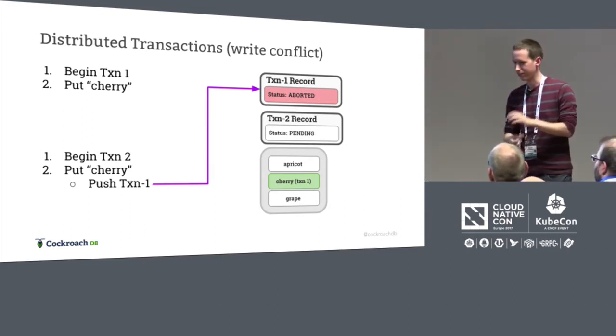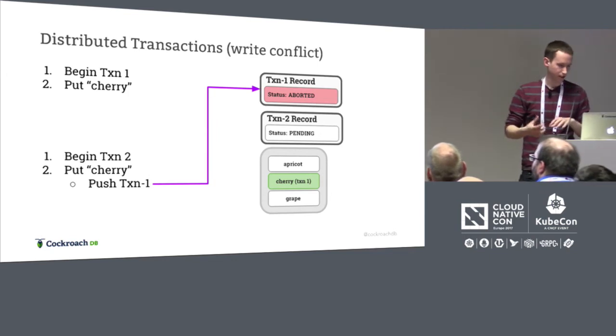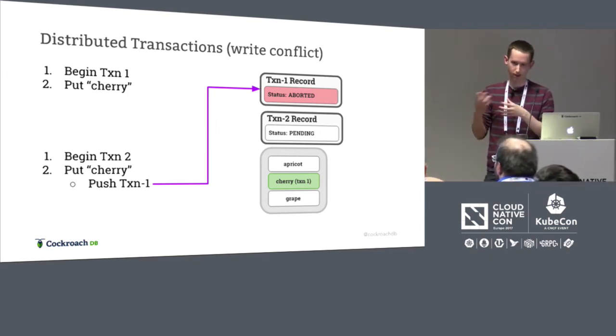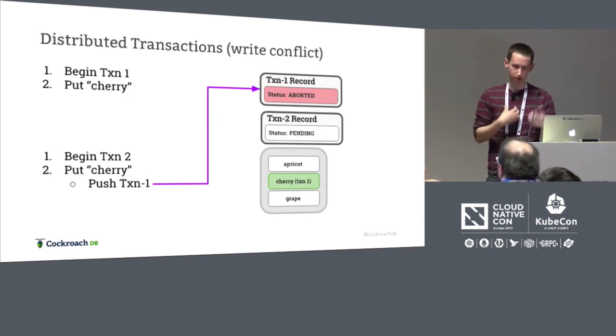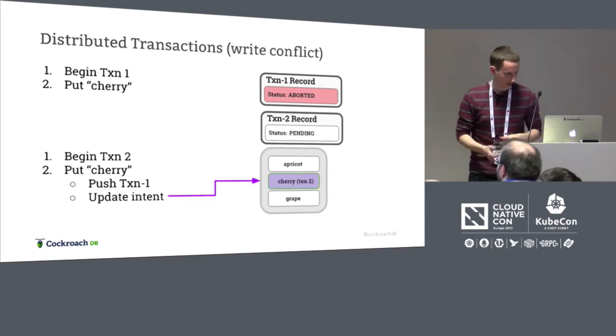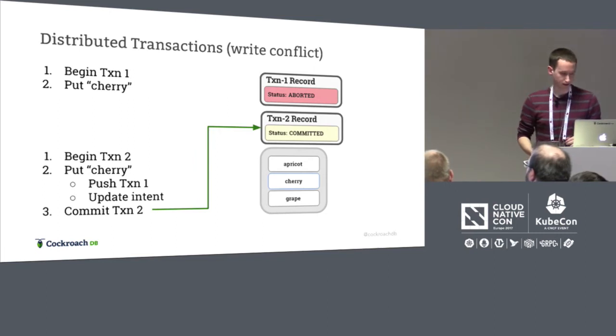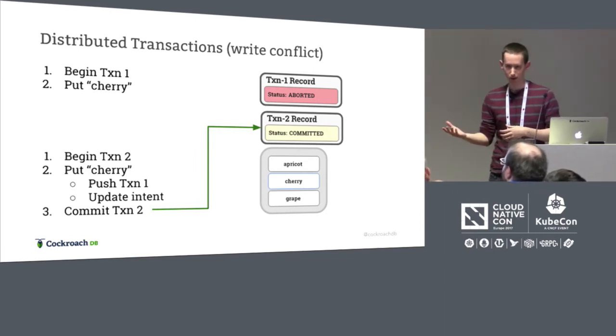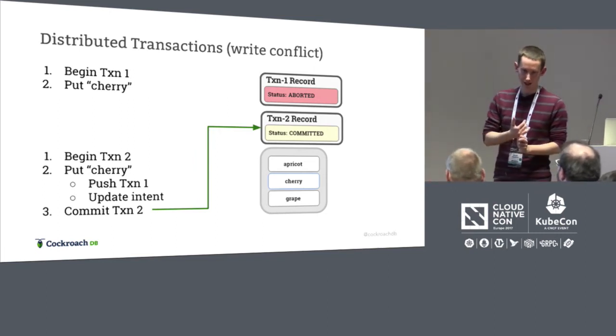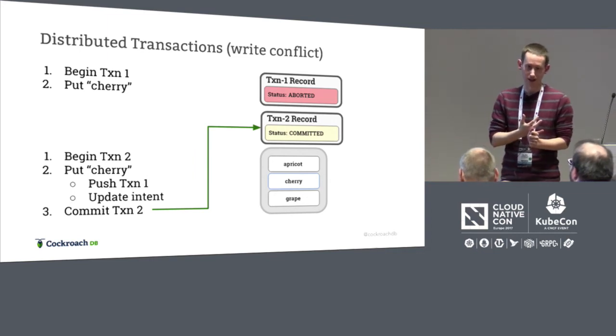So based on some randomly generated priorities, transaction 2 will decide whether to abort itself or to abort the existing write. In this case, it aborts itself, overwrites the key, and then commits. And transaction 1 will come back and see that it got aborted. It'll either have to internally retry or return an error to the client telling the client to retry.